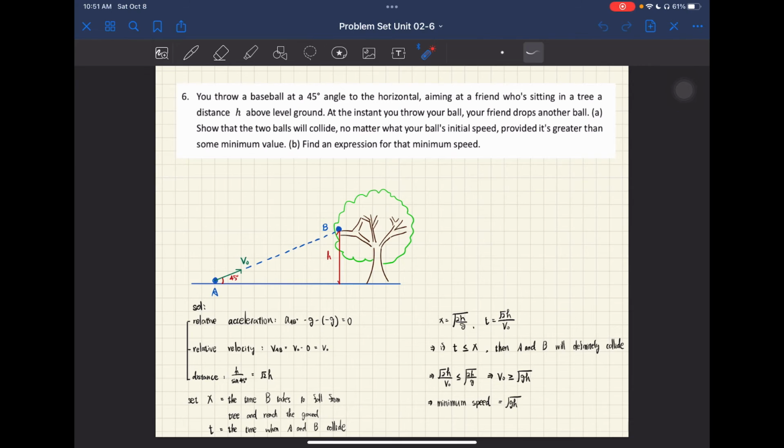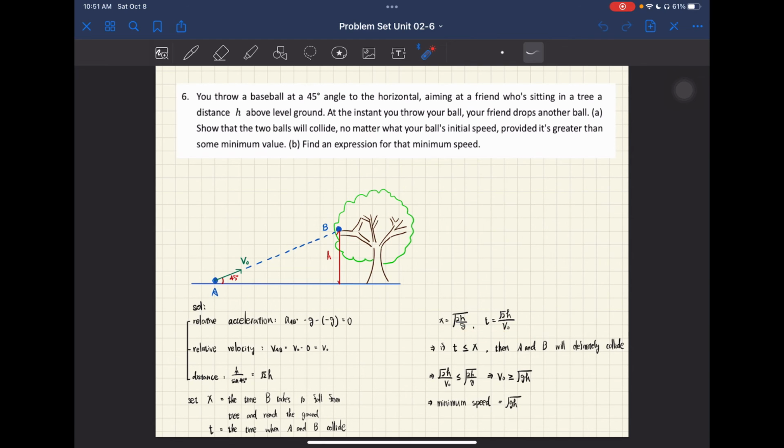From the formula of uniform acceleration, we know that x equals the square root of 2h over g. And from the relative velocity and the distance between A and B, we know that t equals square root of 2 times h over v0.